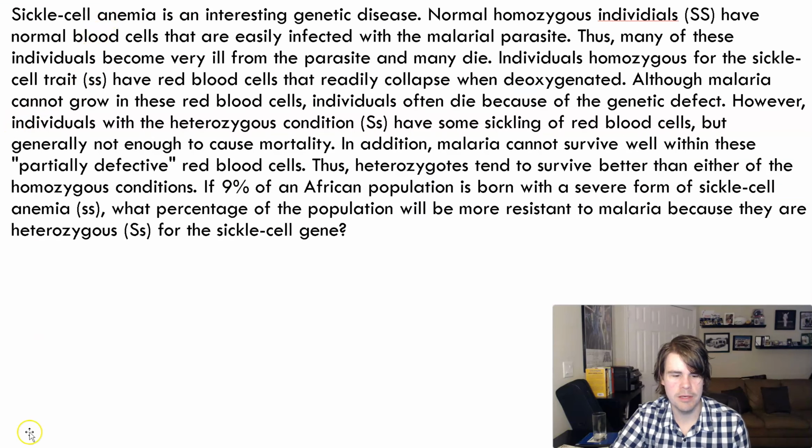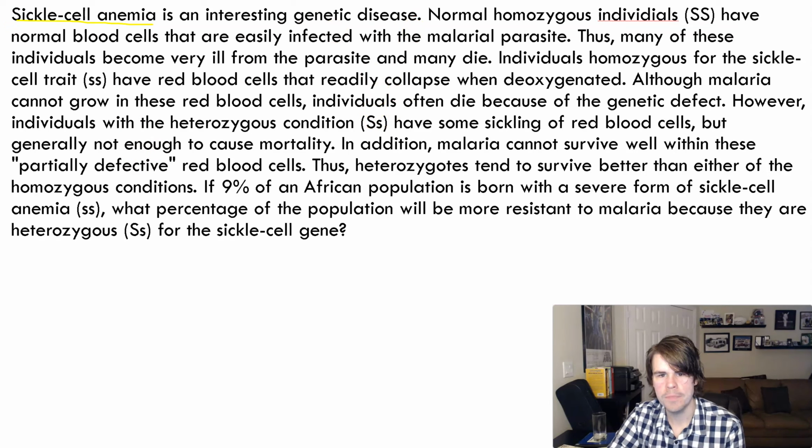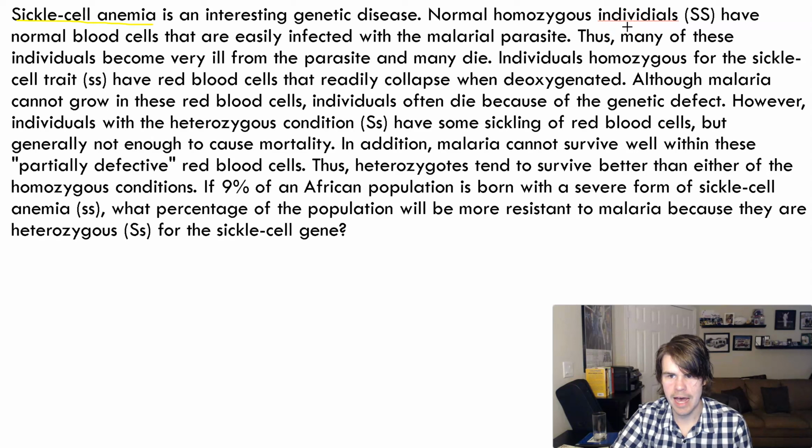So sickle cell anemia: sickle blood cells aren't made correctly due to a mutation, so hemoglobin is not made correctly. Homozygous individuals have normal blood cells that are easily infected with a malarial parasite. Thus, many of these individuals become very ill from the parasite and die. Individuals homozygous for the sickle cell trait have red blood cells that readily collapse.